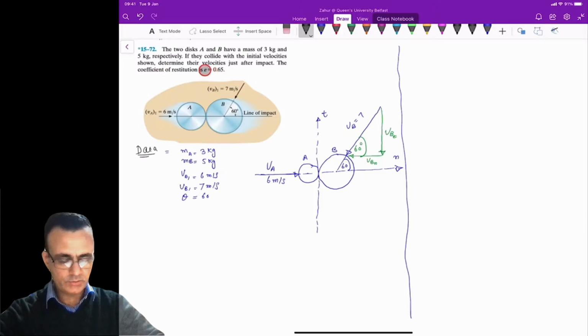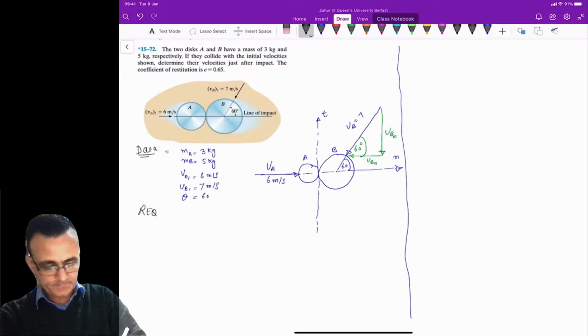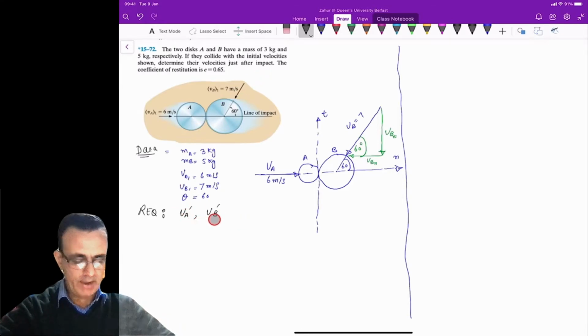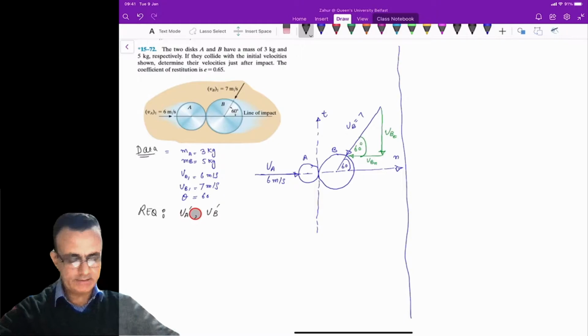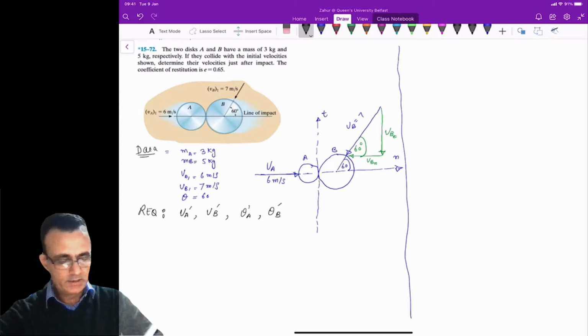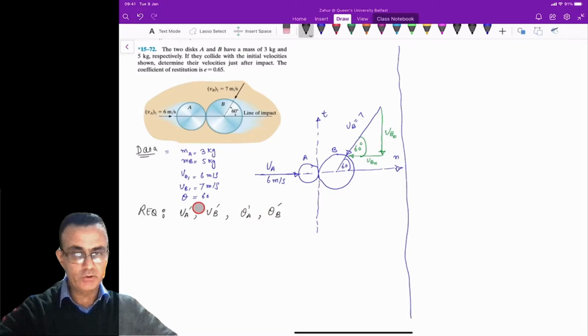But just to say, in this case we need to calculate the final velocities after impact. So the requirement here is we need to calculate VA dash and VB dash, that is their magnitudes and also the corresponding angles. So we will need to calculate theta A dash and also theta B dash here. So we need to calculate these four unknowns: the magnitudes of velocities after impact of the two disks and also their directions.